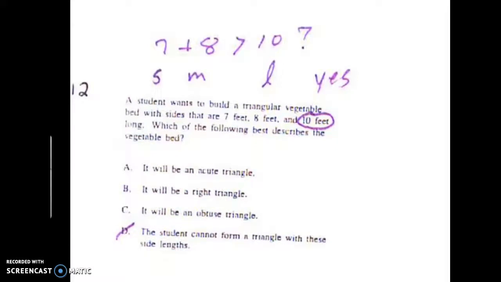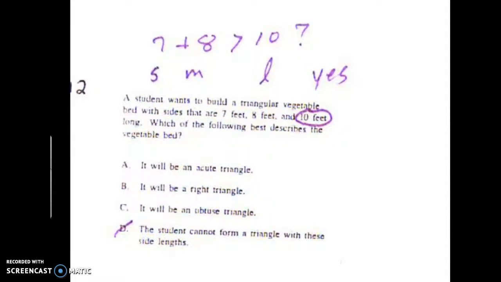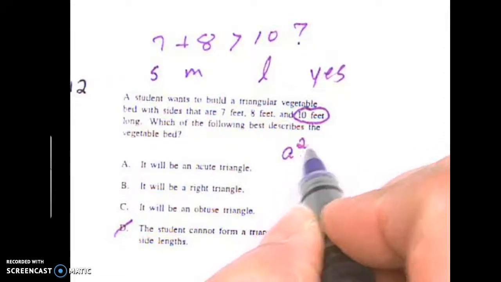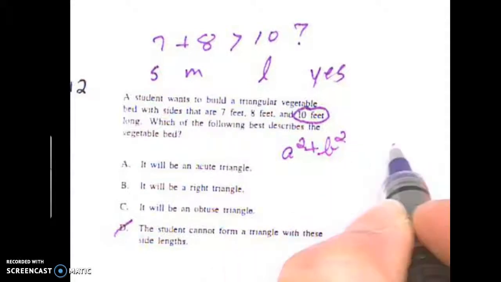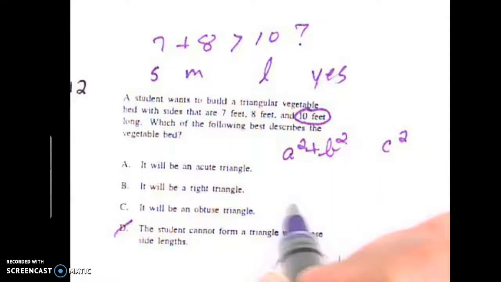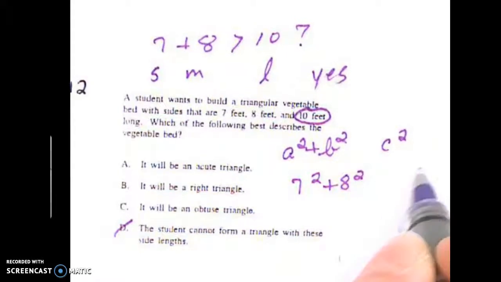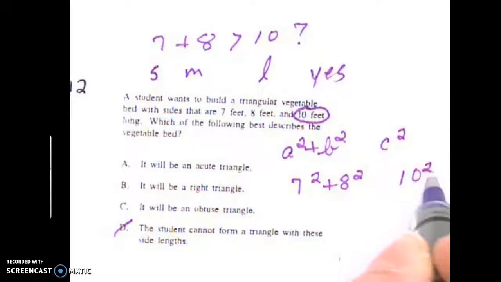Once you recognize that it can form a triangle, you want to know what kind of triangle it can form. And to find what kind of triangle it can form, remember you're comparing a squared plus b squared together to the c squared by itself. So I want to have 7 squared plus 8 squared, and I want the 10 squared by itself.